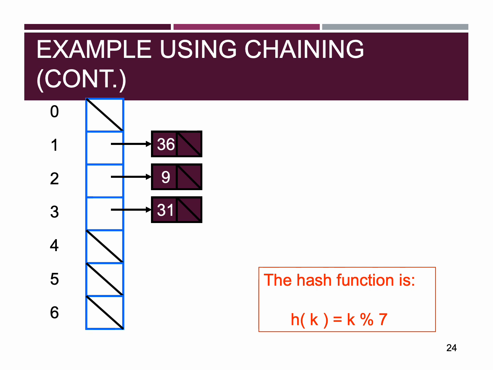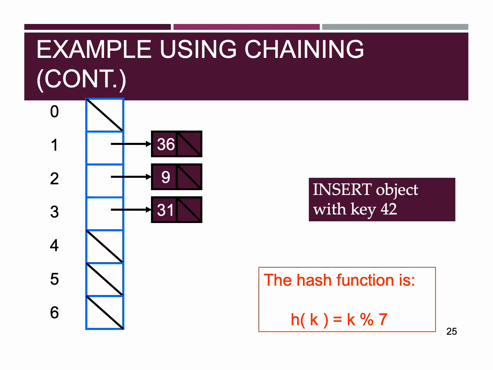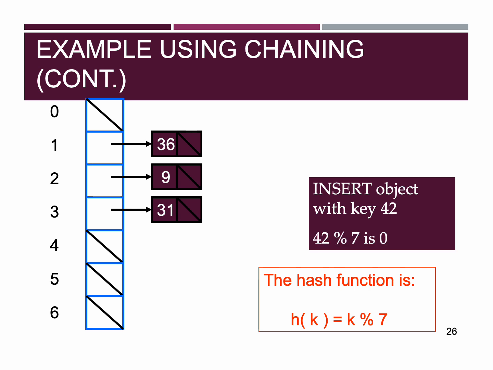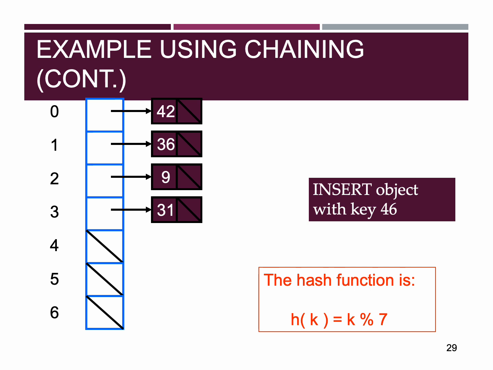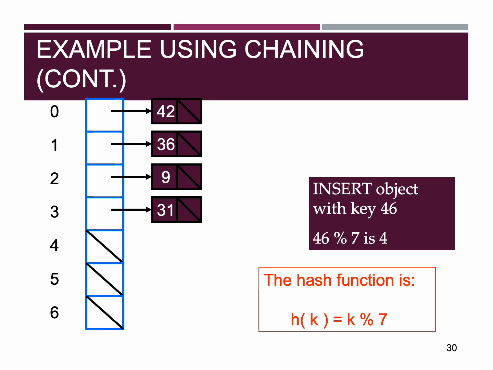Now let's look at the fourth one. We'll insert key value 42 here. Now 42 by 7 is 0, so we don't have any remainder, so it will go to 0. So we inserted 42 into 0. Now we'll insert 46. 46 by 7 is 4, the remainder is 4, so we'll add 46 into the index 4 here, like that.